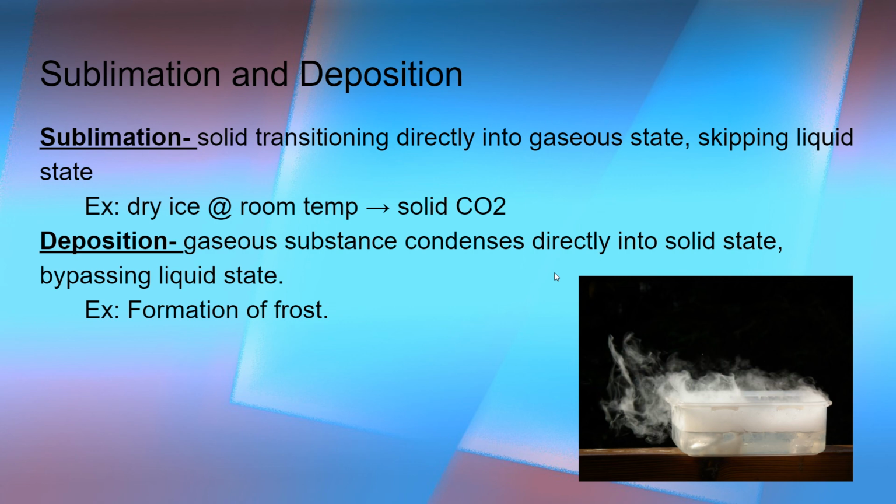All right, our last topic is sublimation and deposition. These are words you probably have never seen before, so some newer words for you. Sublimation is a solid that transitions directly into a gas. It skips the liquid state altogether. A good example of something that goes through sublimation would be dry ice. Dry ice is actually solid carbon dioxide, and it goes from that very, very cold block of carbon dioxide straight into carbon dioxide vapor at room temperature.